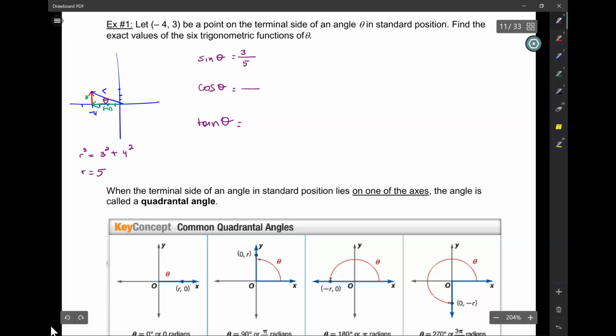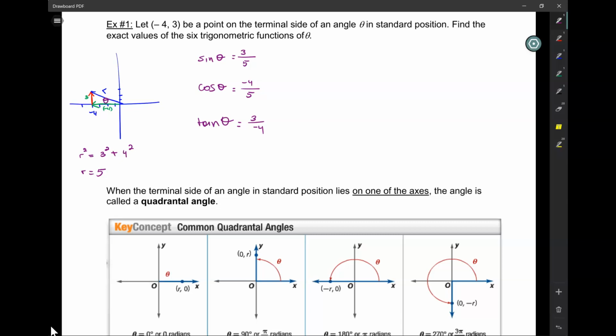Cosine is the x value, 4, but in the negative direction, so negative 4 over the radius 5. Tangent is y over x, opposite over adjacent, so that's 3 over negative 4. Yeah? I thought that sides of a triangle, or like in general, they couldn't be negative.